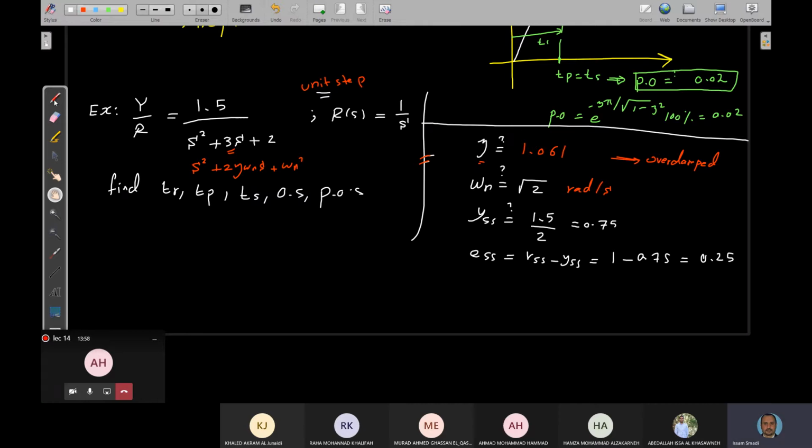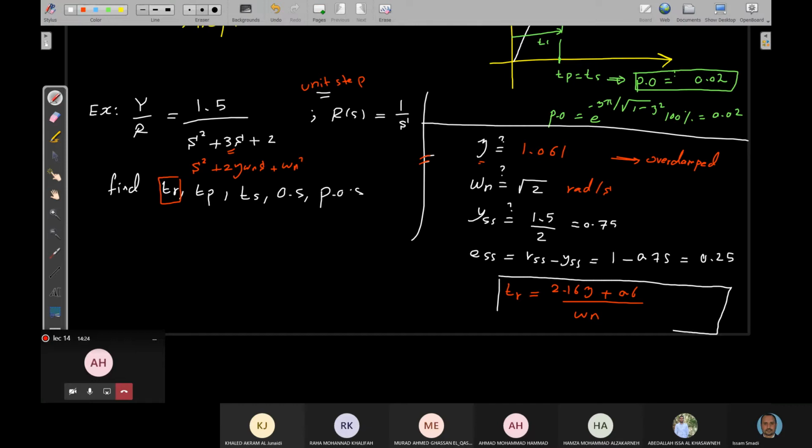Okay. Now, from here, if I need to find, let's say, the rise time, how can I find the rise time? Now remember, our formula for TR was equal to (2.16 zeta plus 0.6) over omega, and this one is valid only for what? For a certain range of zeta, correct? This one is valid for zeta greater than or equal to 0.3 and less than or equal to 0.8.